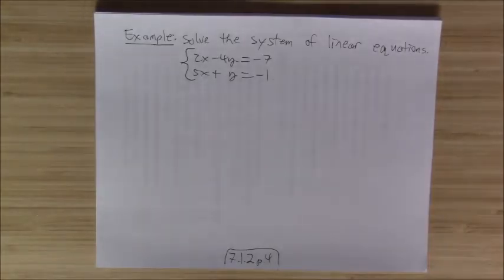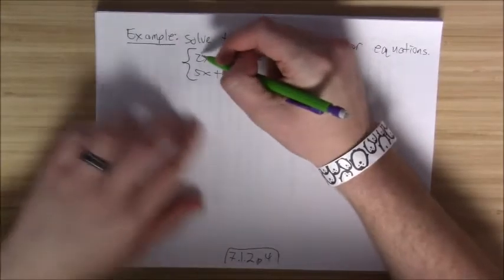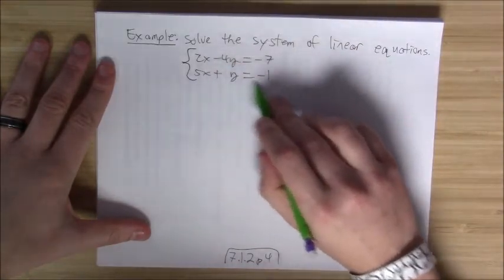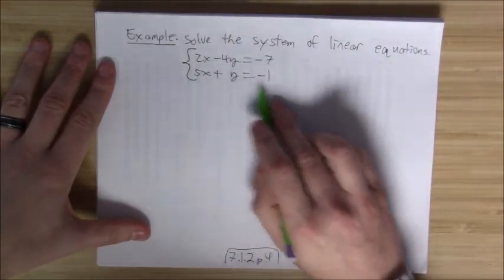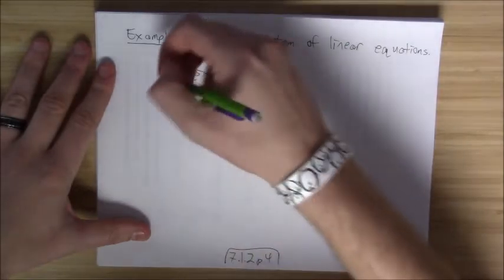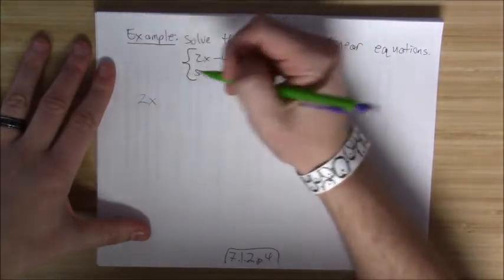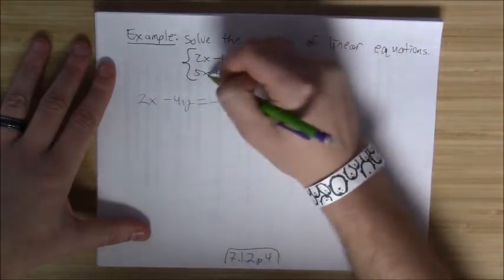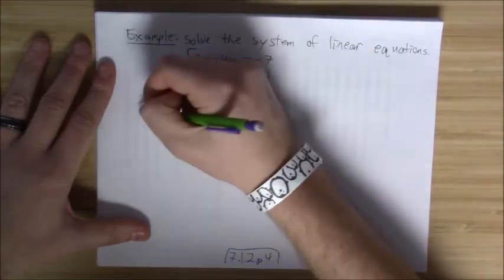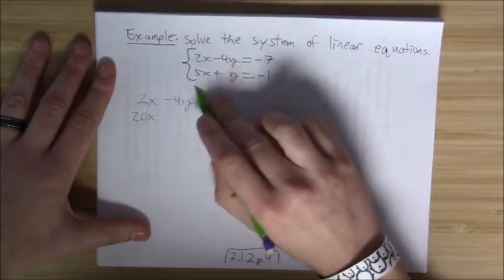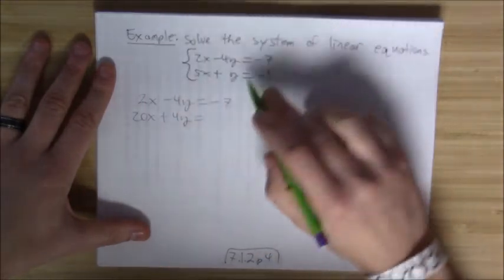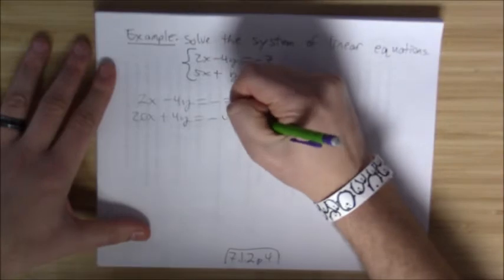So for example, let's go ahead and solve the following system of linear equations. Here, we'd like to try to eliminate the y, so I'm going to multiply all of the second equation by 4. So first I have 2x minus 4y equals negative 7. And then multiplying all of the second equation by 4, I have 20x, 4 times 5 is 20, plus 4y equals 4 times negative 1, which is negative 4.